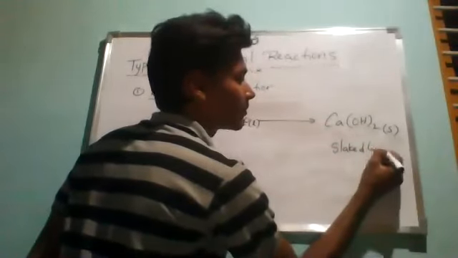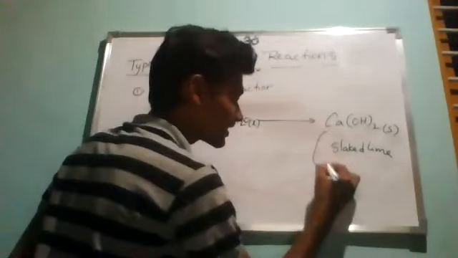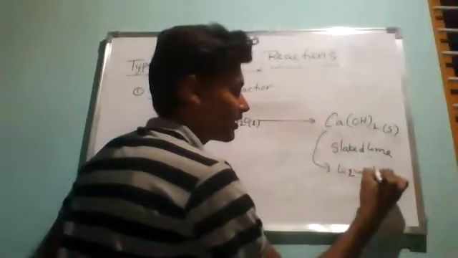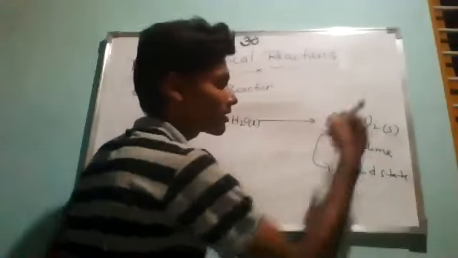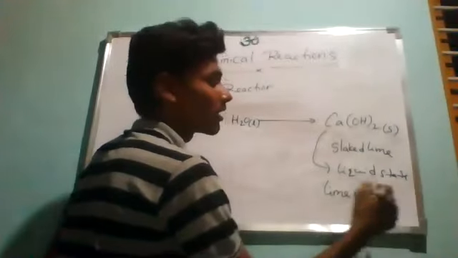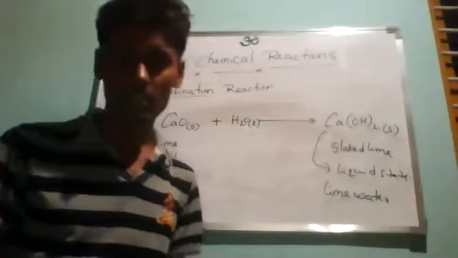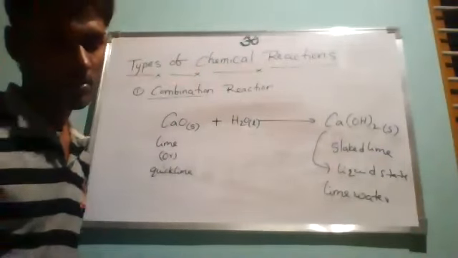Slake lime. You also remember, when it is in liquid state, we can also call this lime water. Lime water formula is also calcium hydroxide, Ca(OH)2. Are you able to understand?